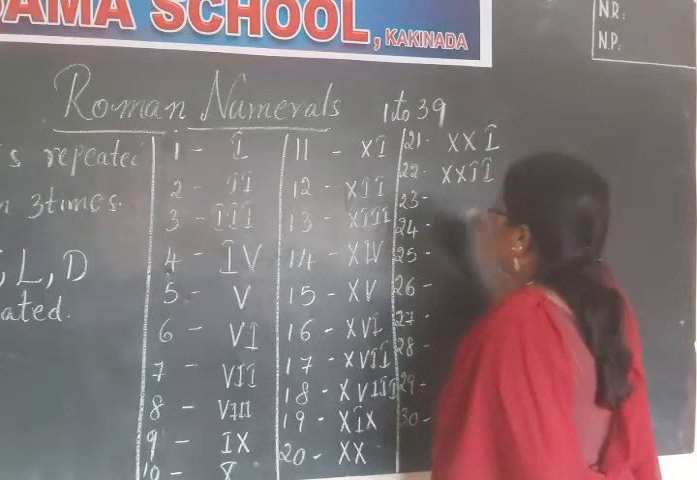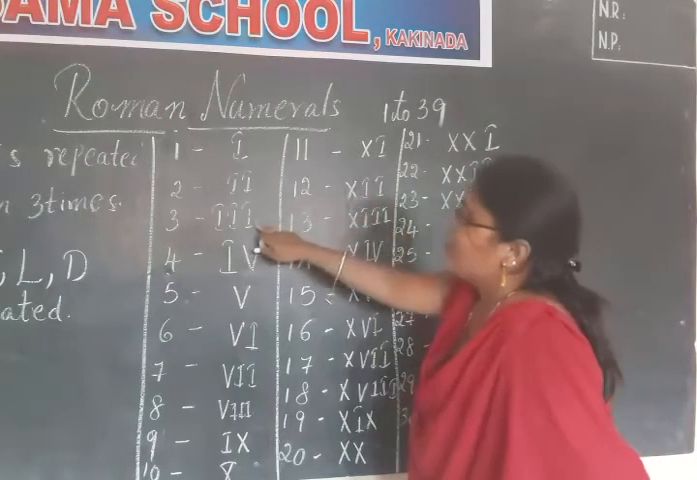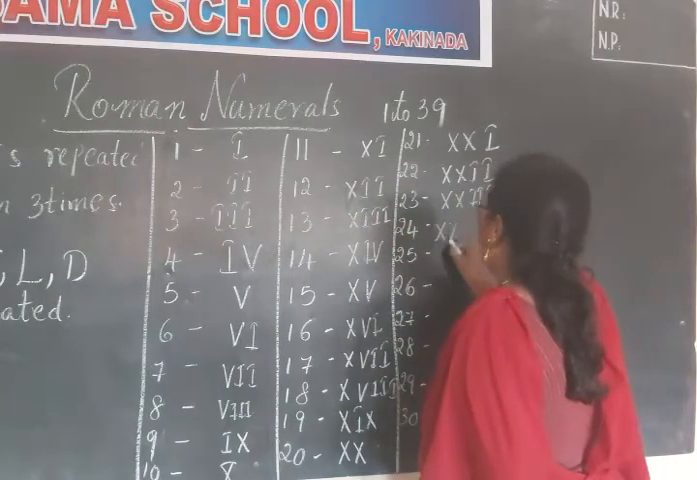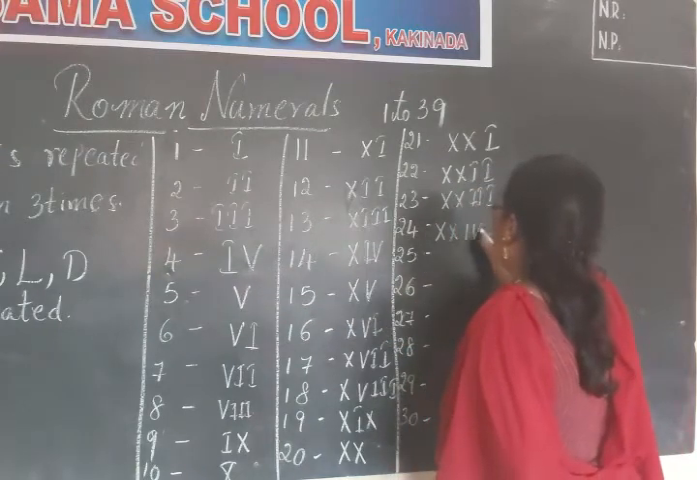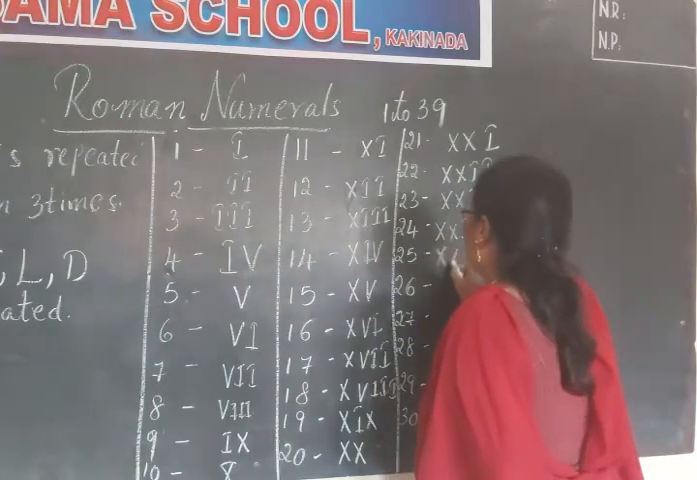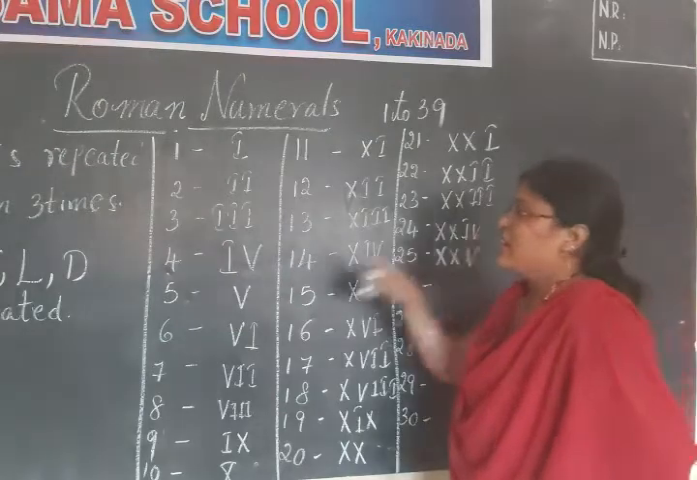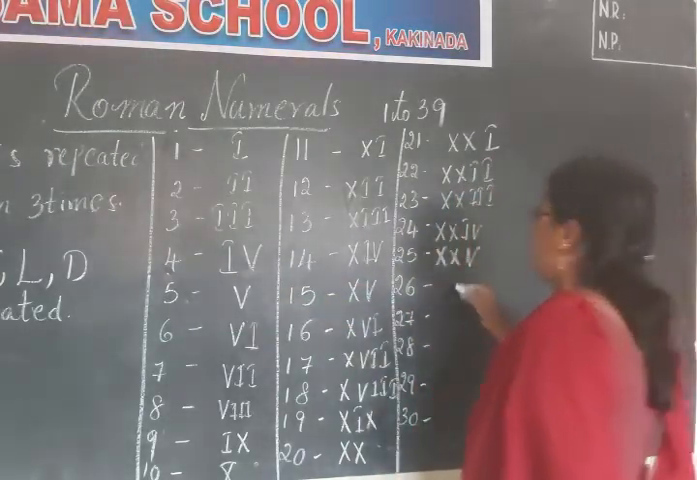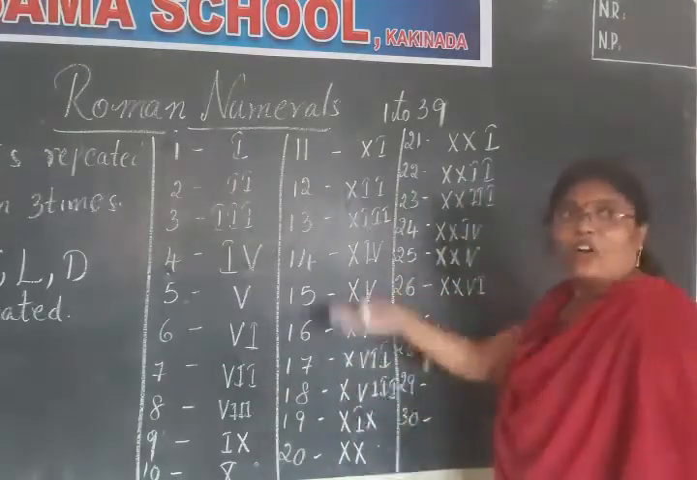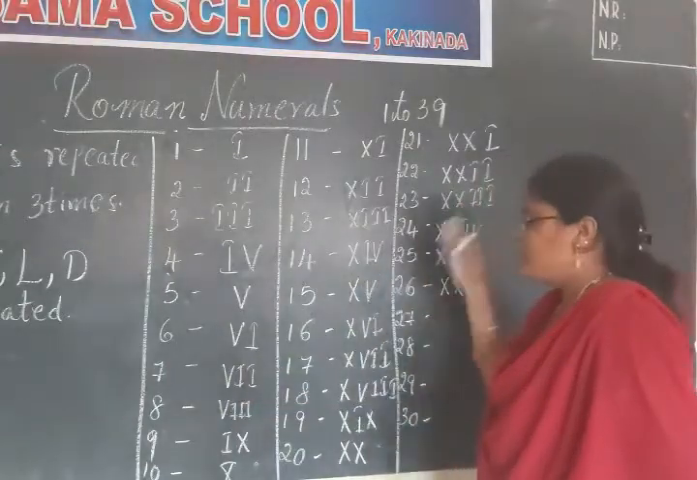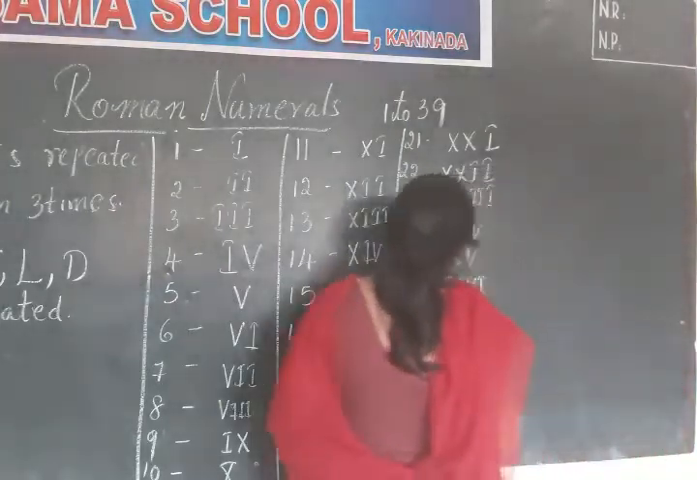Again double X and 2, double I. And again 20, double X and triple I, 3. 23. And again double X for 20 and IV, 4. 24. Double X and we have a special symbol for 5, which is V. So 25 and 26 double X V I. Right. Already we know these numbers. Just you have to add this 20 before these 1 to 10 symbols. You will get the numbers.